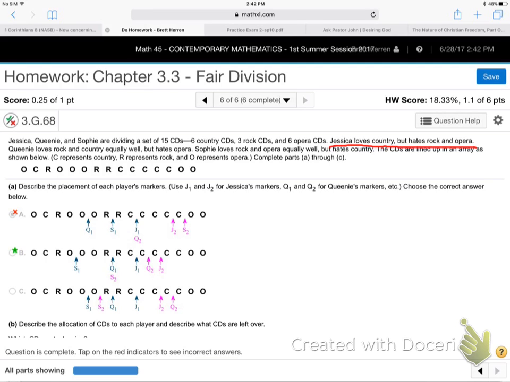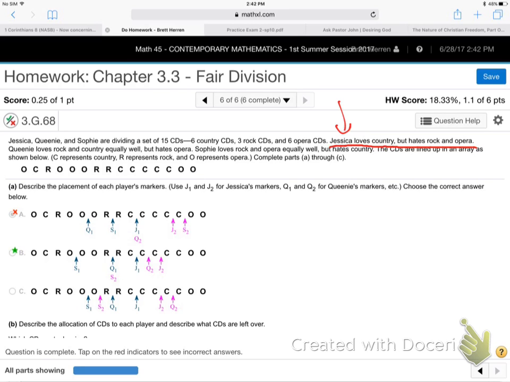So, let's do Jessica first. Jessica is going to put 2 markers down where she thinks things are fair. How will Jessica do that? Anybody have any thoughts? Look how Jessica feels here. Jessica loves country, hates rock and opera. It's like the veggie sandwich thing we did, was it yesterday? Rock and opera are garbage to Jessica. She hates them. She's going to throw them away in the trash when she gets home. So all that Jessica cares about is country.